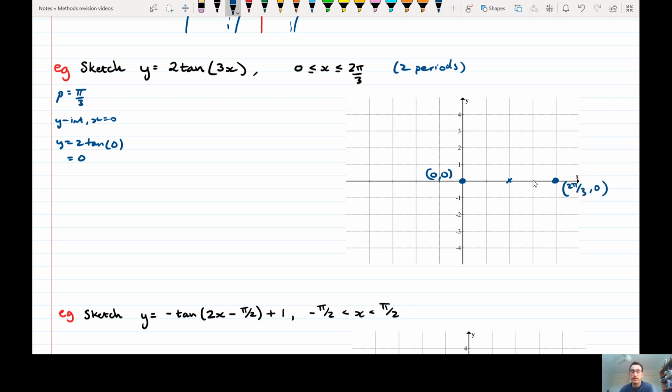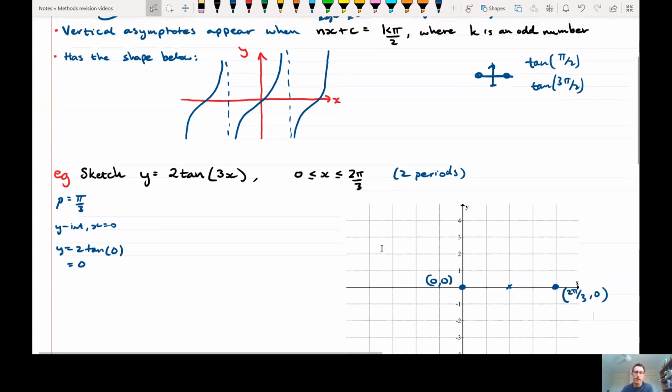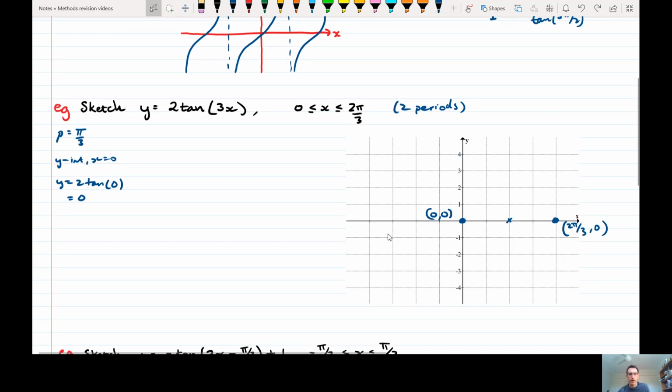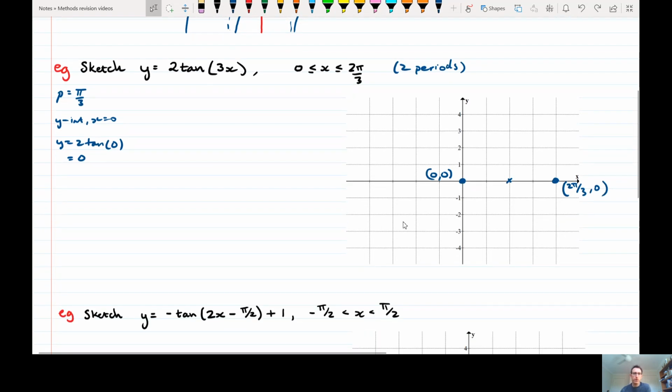In this particular case, if you try to find the x-intercepts, that is what you're going to get. Because if you look up here, the shape, there's only one x-intercept per cycle. And in this case, it just happens to be 0 at a period, and you get all the way to the end. You can, of course, solve equations using 3x equals an angle.